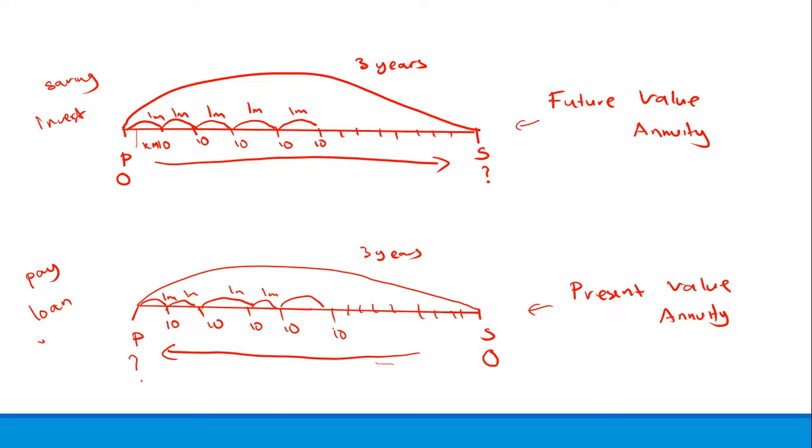Please take note. The future value annuity and present value annuity actually calculate only the term of this case. They ignore what happened before and also after the term.